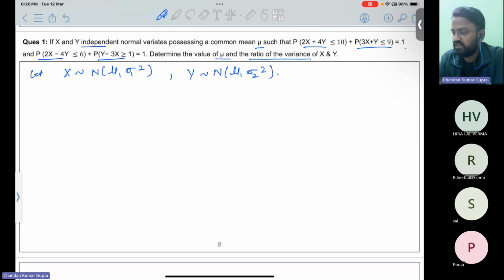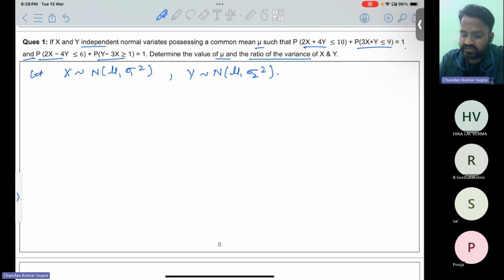Now our aim is to calculate mu. We have been given this property, and we know that when dealing with the normal distribution, we first transform the normal variable into a standard normal variable, and then with the help of the table we calculate the probability.